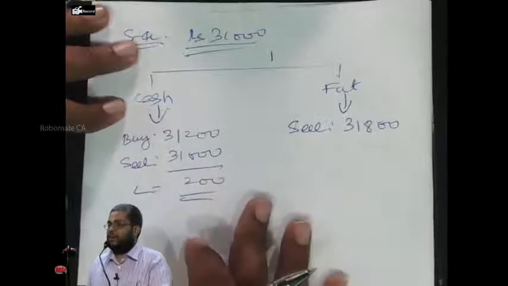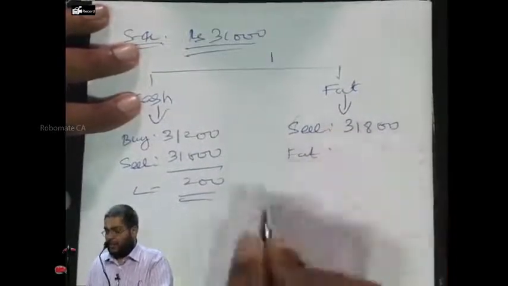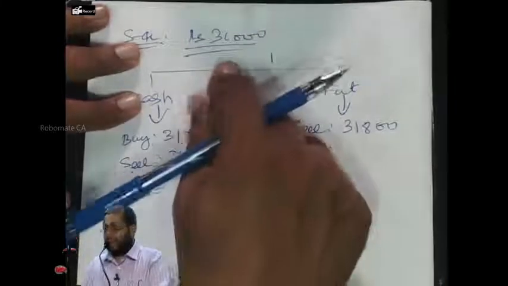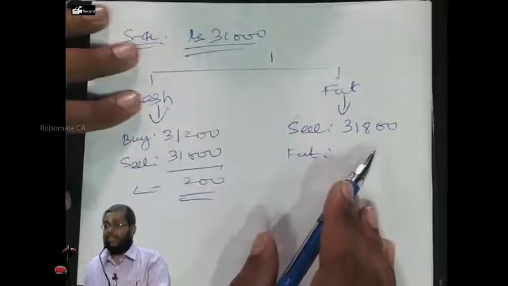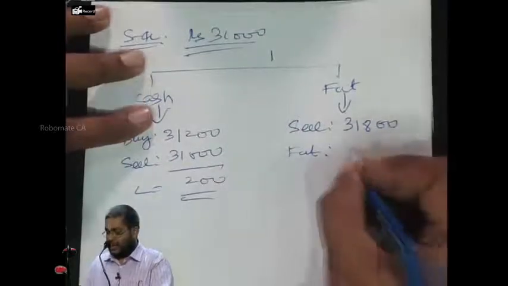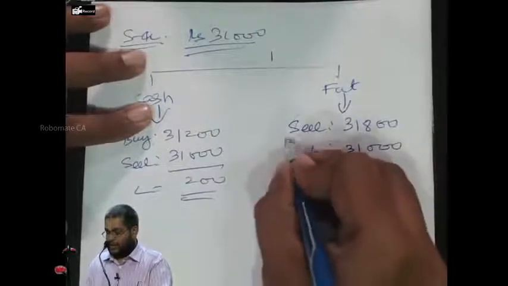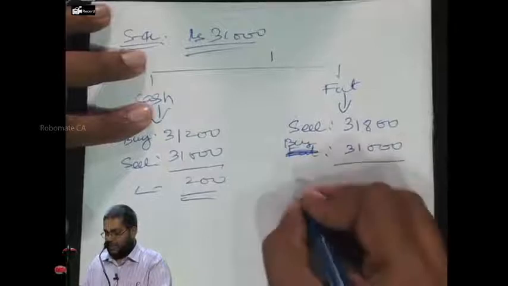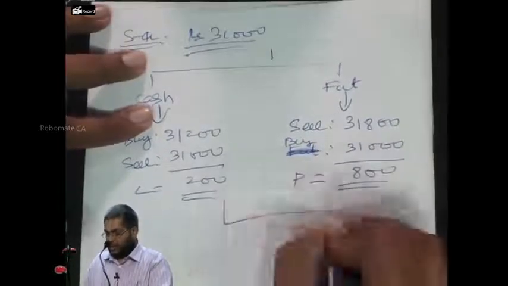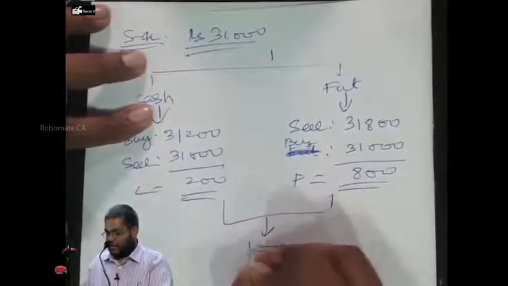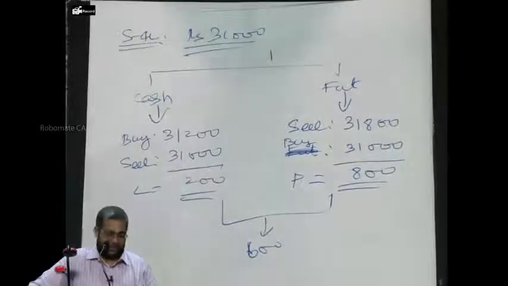Who is the savior for me? Futures market. Sell futures is given what? Counter buy. The counter buy happens at what? 31,000. Tell me, this 31,000 is cash price or futures price, or both are the same because of what? Convergence. I counter buy at 31,000. Tell me, profit or loss? Profit, 800. The overall profit is 600.